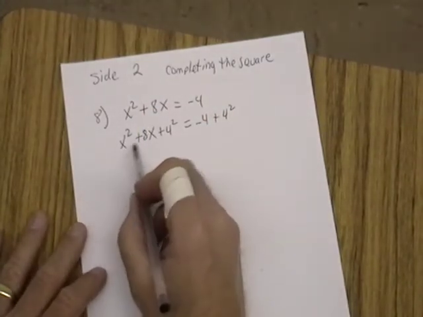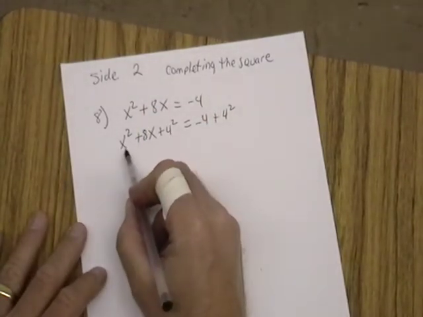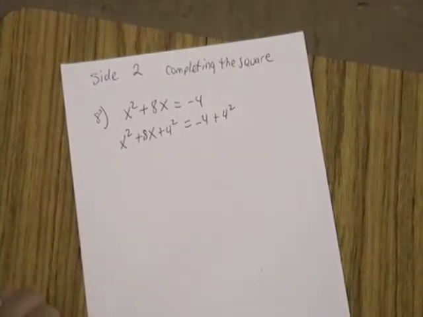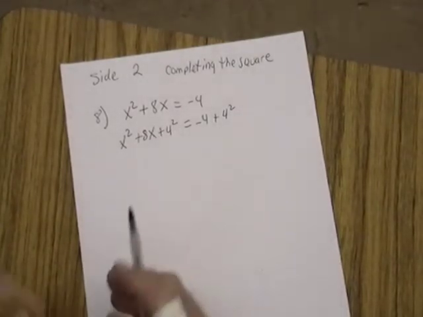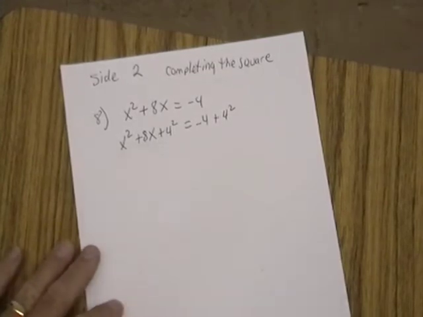Now we can factor the perfect square trinomial. And if you don't understand the fast way or why factoring a perfect square trinomial works this way, then that's something you need to find a video on regarding that.